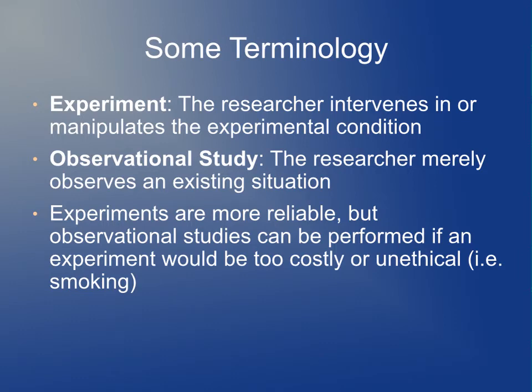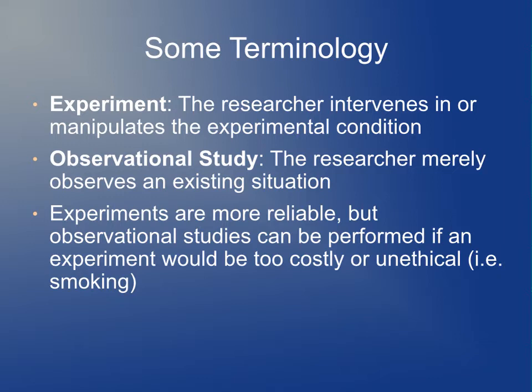An experiment, the term gets used somewhat loosely for almost any sort of scientific enterprise. Strictly speaking, an experiment means you actively manipulate the experimental condition. That you give half of your rats a drug, the other half a placebo, that you actively intervene. Whereas an observational study is, rather than actively intervening, you just observe data that's out there.